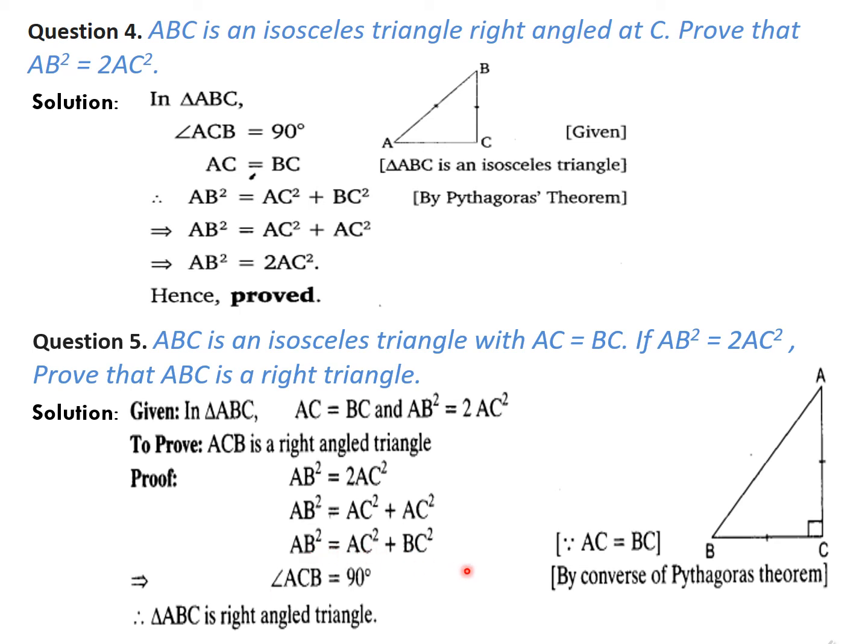Now since AB square is equal to AC square plus BC square, which is ultimately the Pythagoras theorem, therefore by converse of Pythagoras theorem we can write down that angle ACB, that is angle C, is 90 degree. Hence triangle ABC is a right angle triangle.